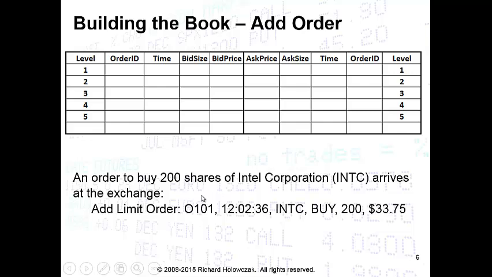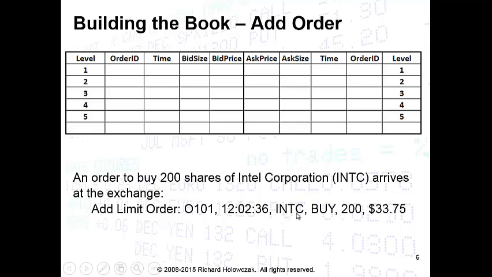And their broker will submit some information, including, as we mentioned before, the security they're interested in buying, the direction, in this case a buy, the price, and the number of shares. So here's what the trader wants to do: buy 200 shares of Intel. The limit price, what they're willing to pay, is $33.75.